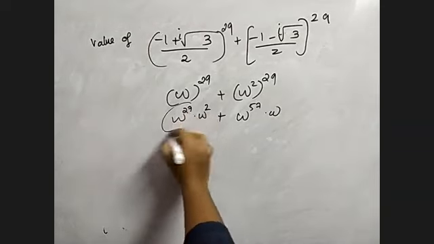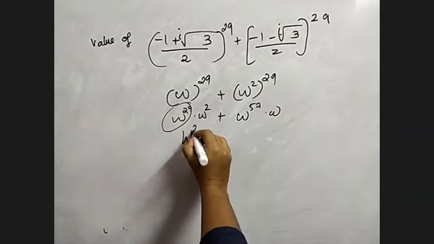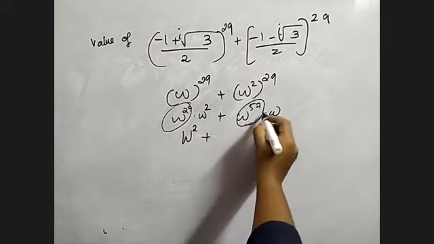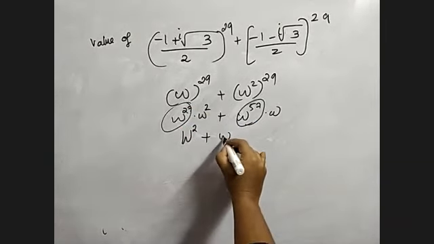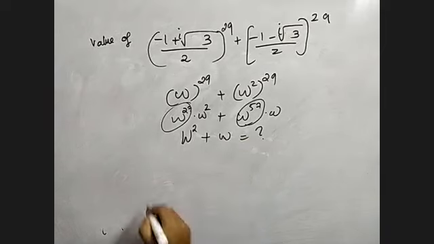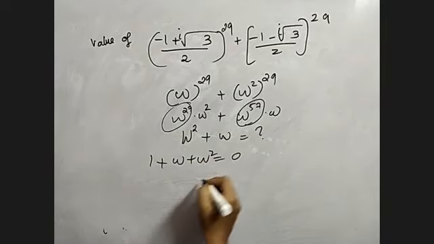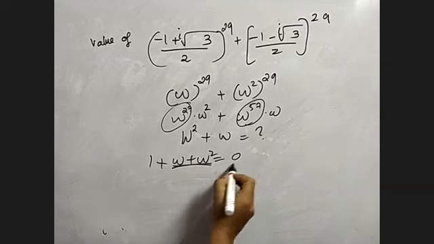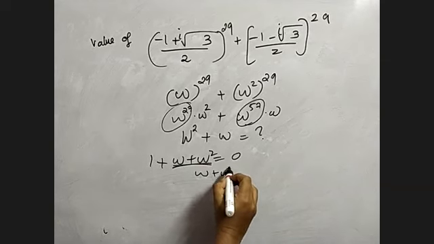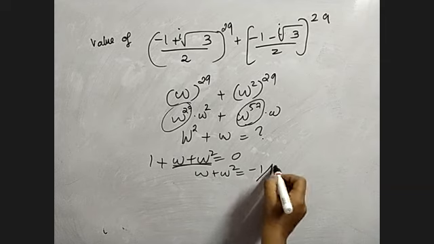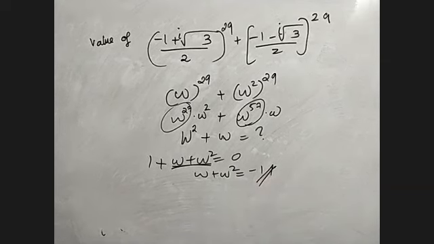So this becomes 1. So 1 into omega square. This also becomes 1. So here omega. So this is what we need to find. We know that 1 plus omega plus omega square is equal to 0. So what is omega plus omega square? Omega plus omega square is equal to minus 1. Understood?